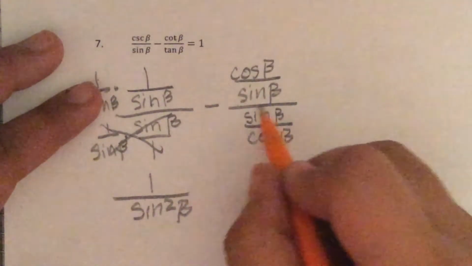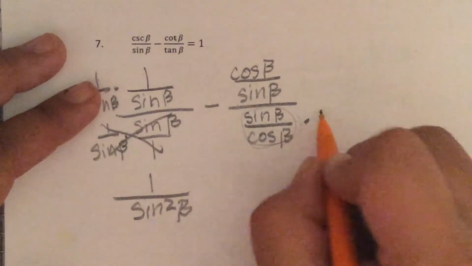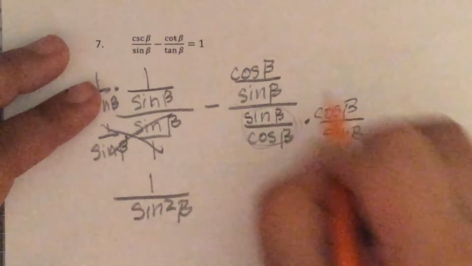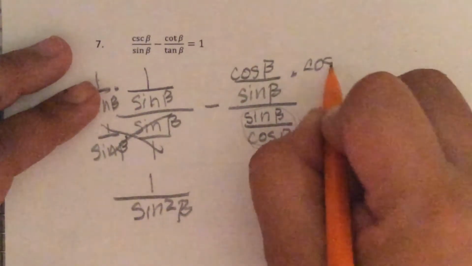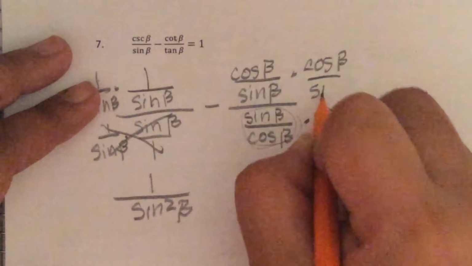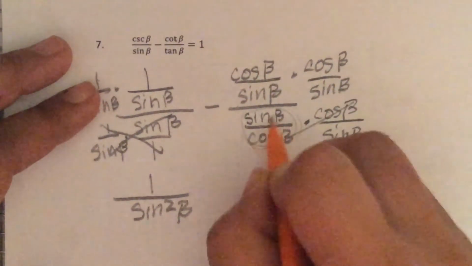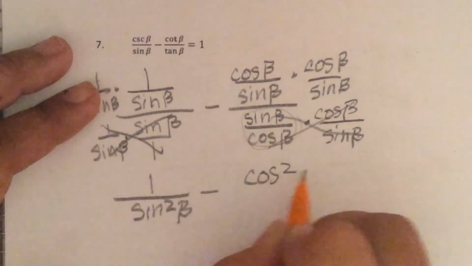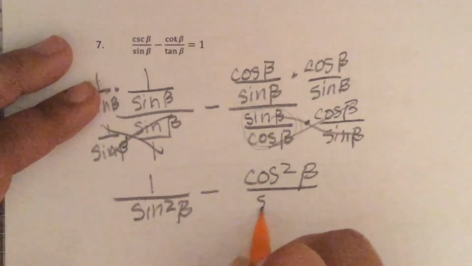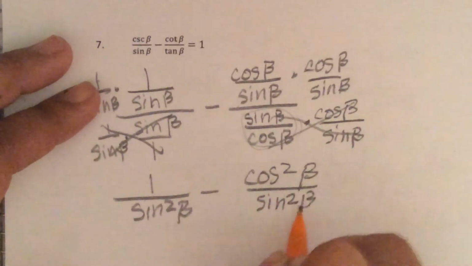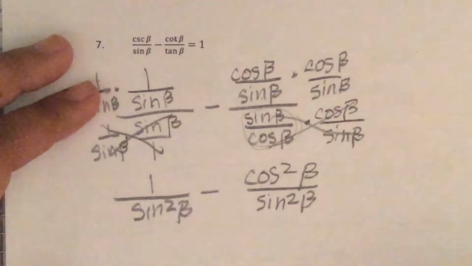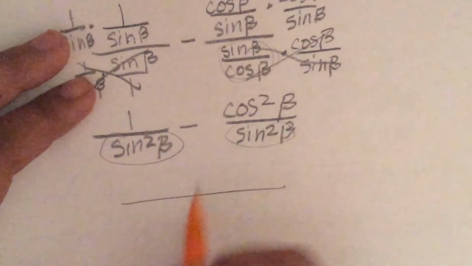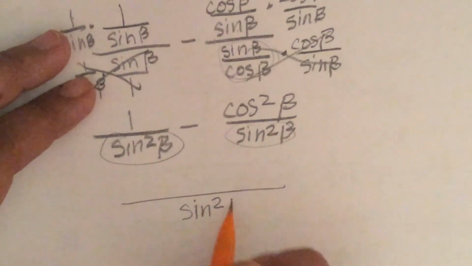And then this one, I'm going to multiply by the reciprocal of that, which is cosine beta over sine beta times the cosine beta over the sine beta. So those cancel. You're going to have cosine times the cosine is cosine squared beta over the sine squared beta. Because you multiply sine times sine, you get sine squared. Okay, now you have the same denominator. These are the same, so you can write it all underneath the same denominator.